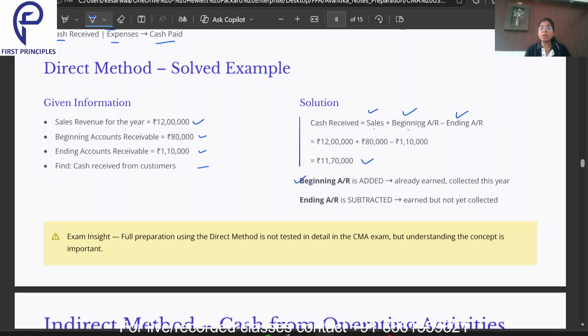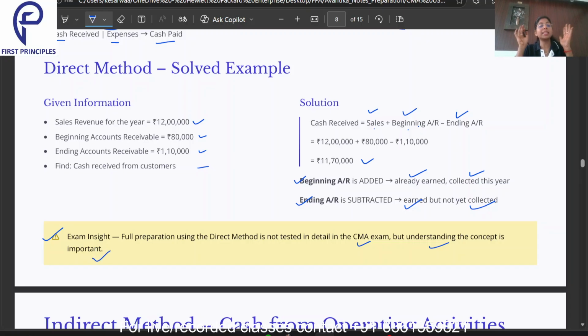Beginning accounts receivable is added because it's already earned and it is collected this year. Ending accounts receivable is subtracted because this is earned but not yet collected. Now, this is a very important exam insight which I have already told: the full preparation using the direct method is not tested in detail in the CMA exam, but understanding the concept is important.